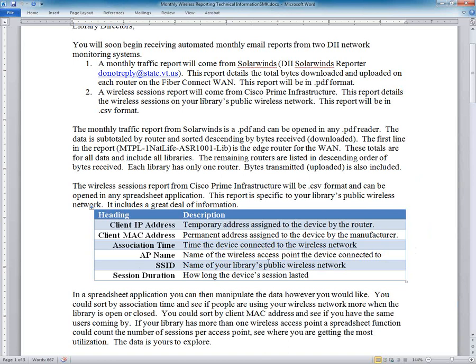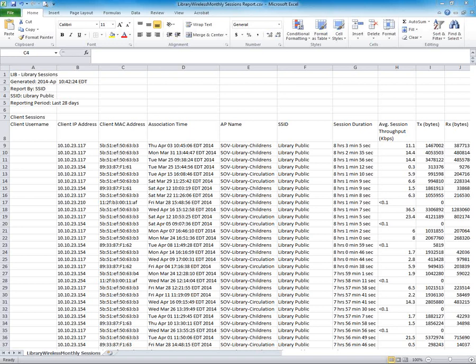Okay, again, SSID is just a code that identifies your library's public wireless internet. And in the example that I have, that is library public. These are statistics for our public access points here in the Department of Libraries. So there is only one SSID, I think, for us.